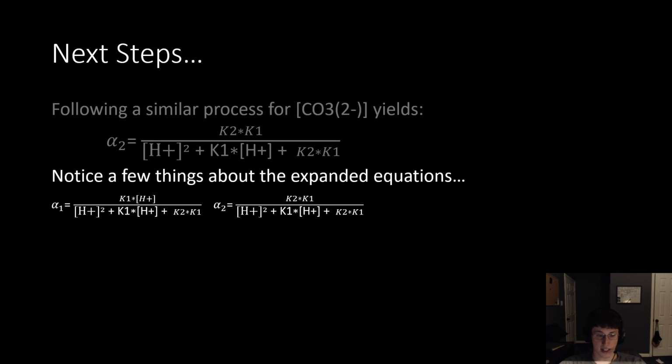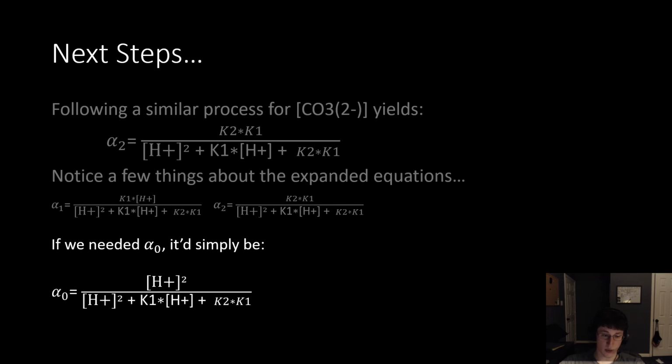And then another thing to look at is the numerator. In alpha 1, the numerator is K1 times H plus, and in alpha 2, it's K2 times K1. If you're observant, you'll notice that these are simply terms taken out of the denominator. For alpha 1, K1 times the hydronium concentration is right there in the denominator. And similarly for alpha 2, K2 times K1 is simply a term from the denominator, because in the denominator you also see K2 times K1. This rule can be applied to any of the alpha values.